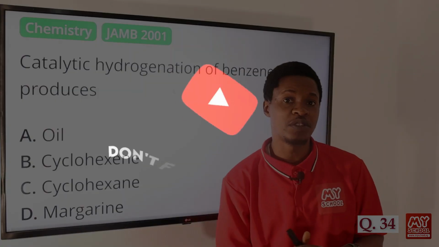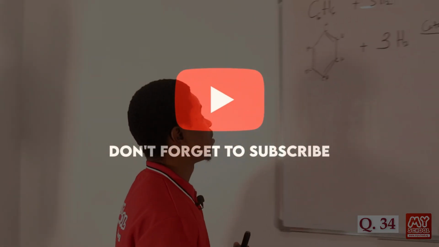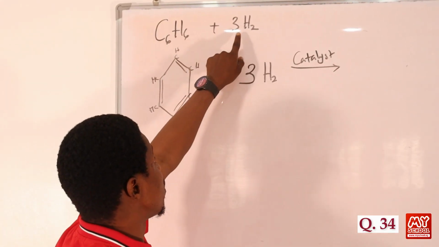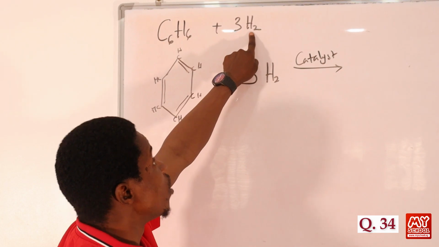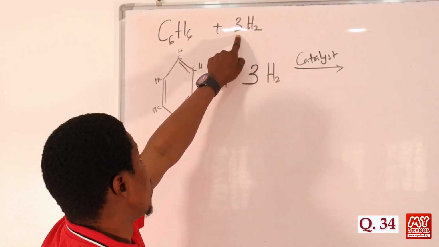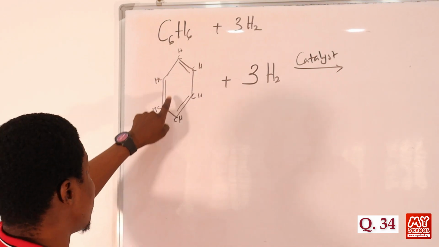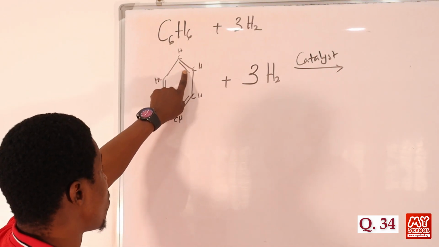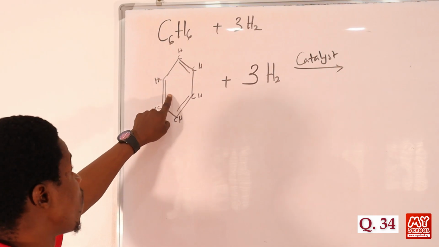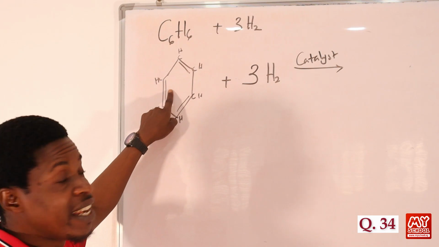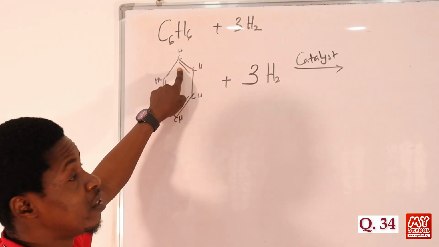So let's move to the board so we can see what happens here. Benzene has the formula C6H6, reacting with 3 moles of hydrogen molecule. Why do we have 3 moles of hydrogen? Because we need to break down, this is the structure of benzene. We want to break off these double bonds that we have here so that we can have hydrogen come in. That's the only time hydrogen can come in. If these bonds are not broken, nothing can happen here.